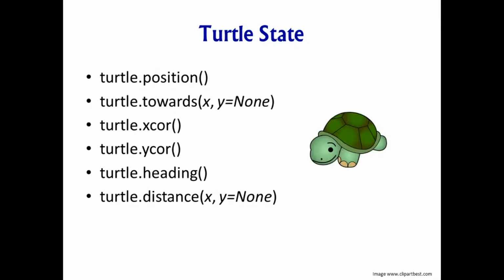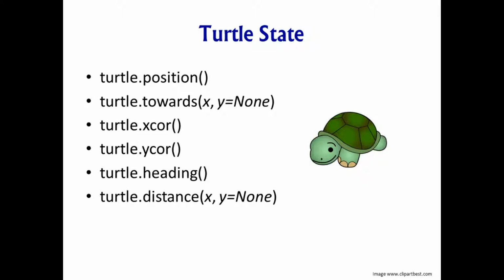Turtle state. So, you know, you're drawing all this stuff, stuff's going on. Every once in a while you might go, wow, where is that turtle? What did I set that as? So you can say turtle position, and it'll return an XY coordinate. You can move turtle towards someplace. You can get the X coordinate and the Y coordinate. You can get the heading, what's it currently set at, 45 degrees or 100 degrees, what have you.